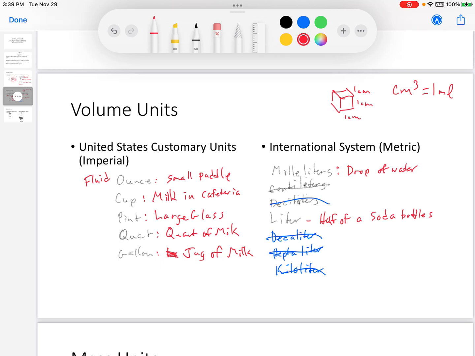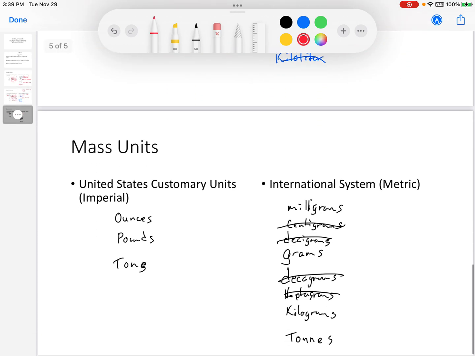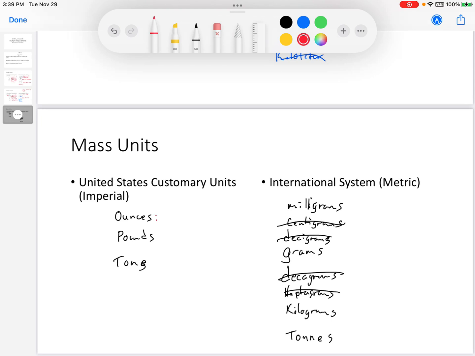That would be a milliliter. If you get a drink of water, that would be measured in like 500 milliliters. That would be about a drink of water. The mass units, well, something that weighs an ounce, just a small amount, possibly a small mouse might weigh an ounce. A pound, you have a small kitten, might weigh 1 pound. And a ton, that would be like a car, would weigh a ton.